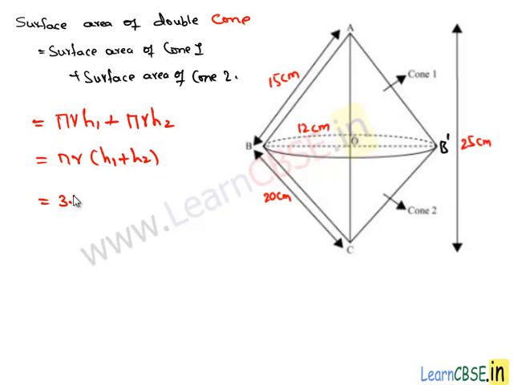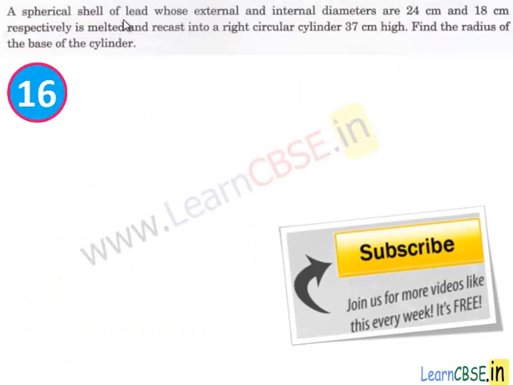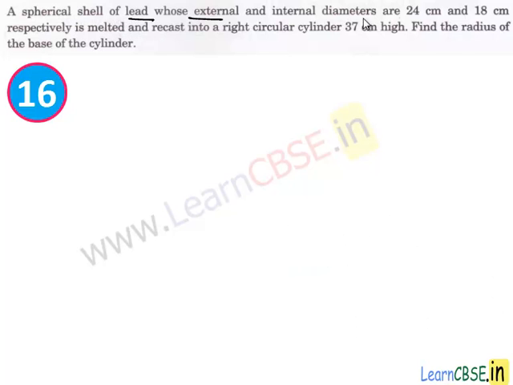Let's substitute the values. Pi is 3.14 and radius is 12 centimeters. Sum of heights is the hypotenuse, which is 25 centimeters, and it is equal to 1318.8 centimeters square. And this is the curved surface area of the double cone. This completes our solution.